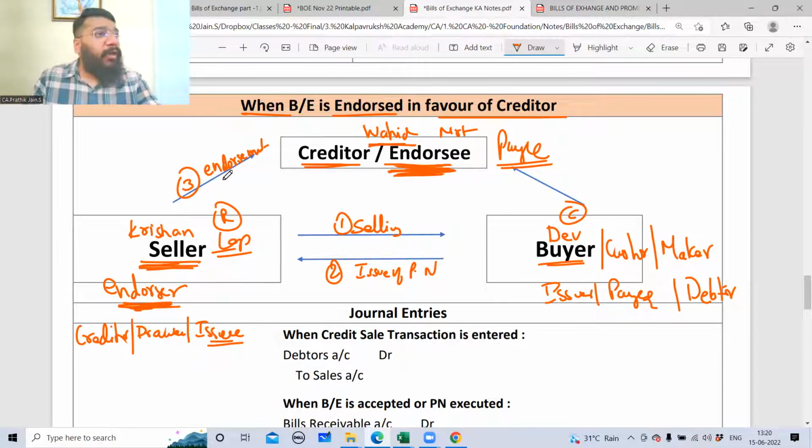So third transaction is endorsement. Fourth transaction is what? Wahid is going to Dev and collecting the money. So total 4 transactions. Are you able to understand the order? First is selling of the goods. Second is the issuing of promissory note. Whatever promissory note Krishan is having, he endorsed it to Wahid. And on the date of maturity, Wahid will collect money from Dev. So only 4 transactions. First transaction is taking place between Krishan and Dev. Can I say both of them will record?